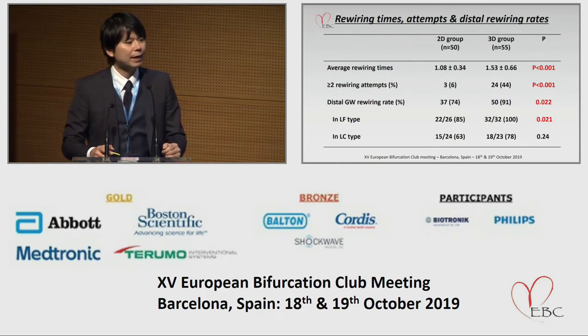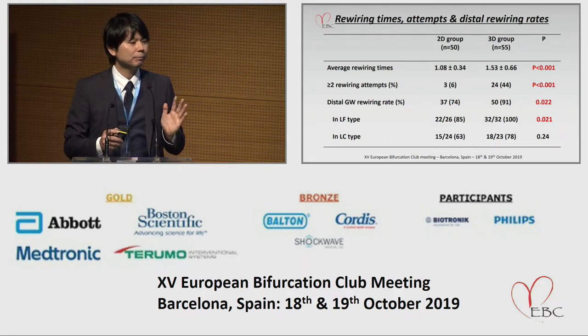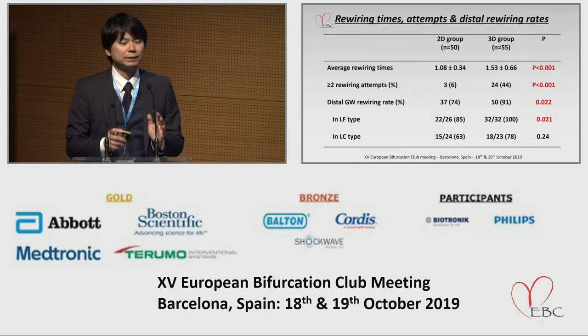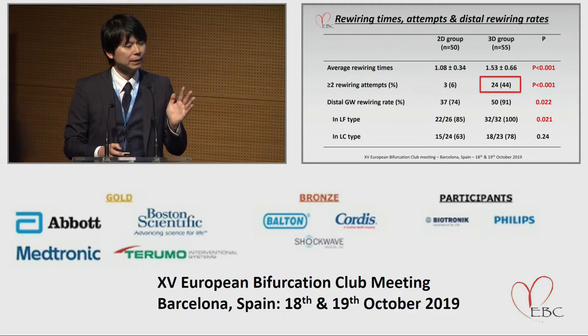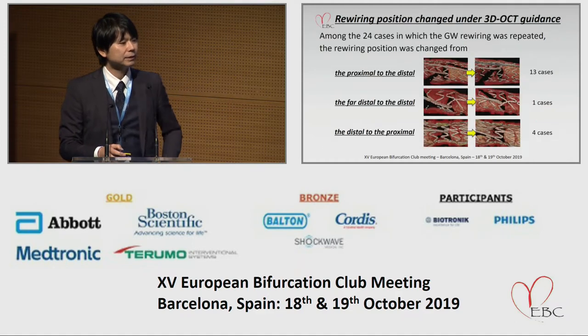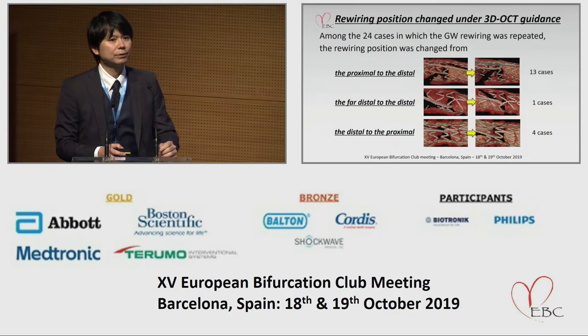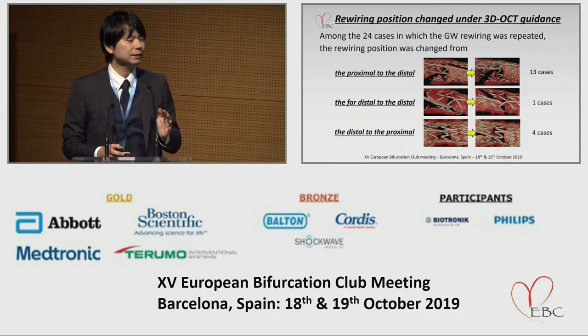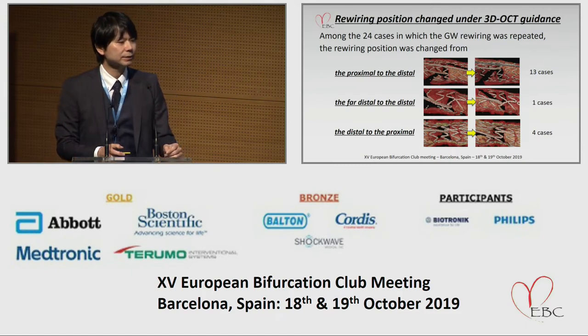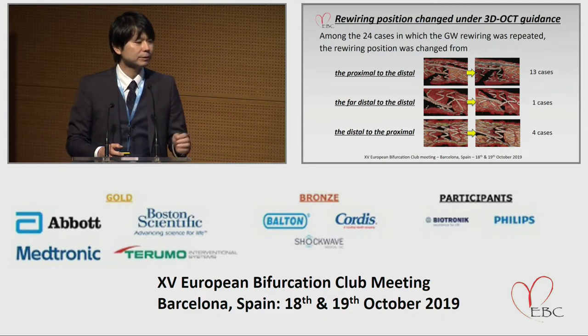Distal guide wire rewiring rate is significantly higher in the 3D guide group, and particularly in the link-free type, distal guide wire rewiring was attained in all cases in the 3D guidance. And among 55 cases in the 3D guidance group, the guide wire rewiring was repeated in 24 cases. Among the 24 cases, after checking the 3D OCT image, the rewiring position was changed from the proximal to the distal in 13 cases, the far distal to the distal in 1, and the distal to the proximal in 4 cases.